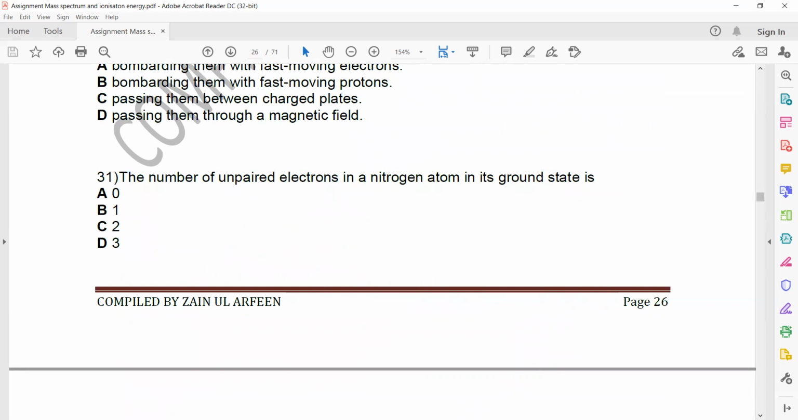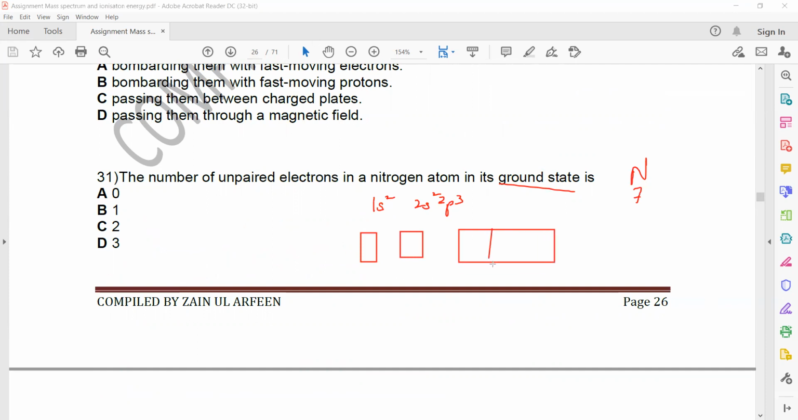Then the number of unpaired electrons in a nitrogen atom in the ground state. So nitrogen atomic number is 7, electronic configuration 1s2, 2s2, 2p3. So when we represent electrons in a box model, first shell, there's a pair of electrons, then pair, and then singly. So how many unpaired electrons are there? You can see 1, 2, and 3. That's why D will be the right answer.